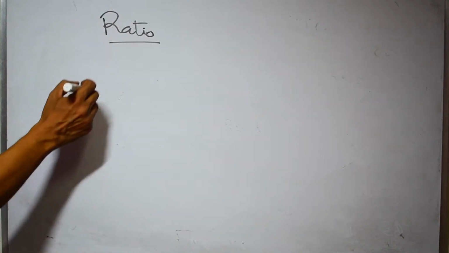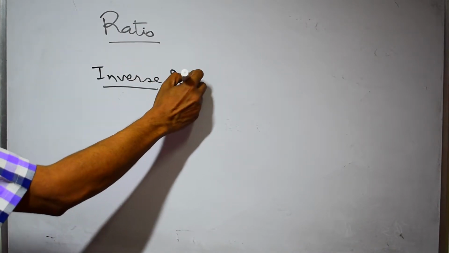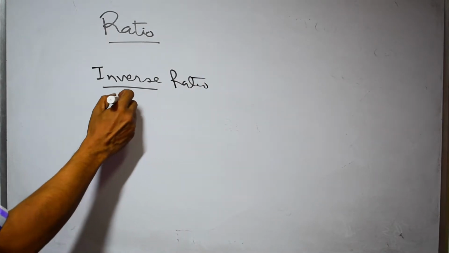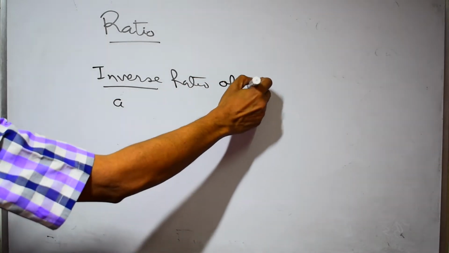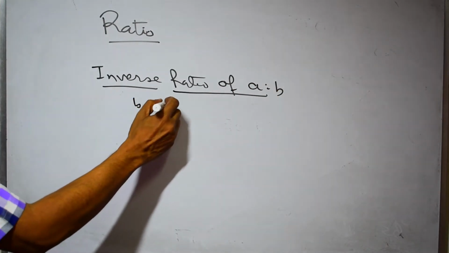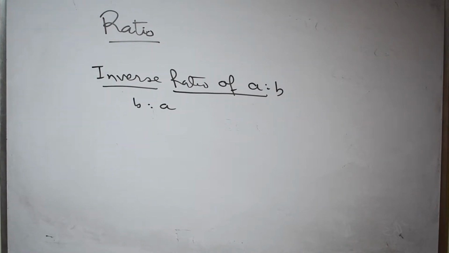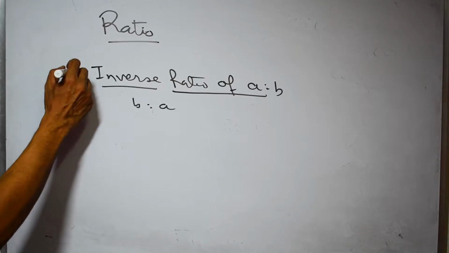We have some properties of ratio. The first is inverse ratio. Inverse ratio means instead of A is to B, the inverse ratio of A is to B will be B is to A. That means we interchange the consequent and antecedent. So the inverse of the ratio 2:3 will be 3:2. This is the first case.